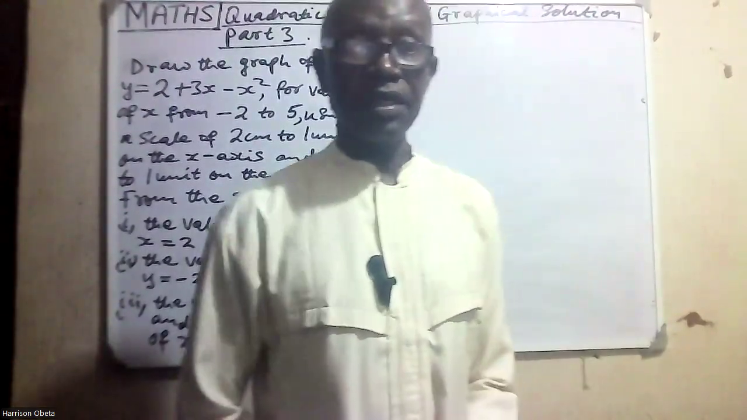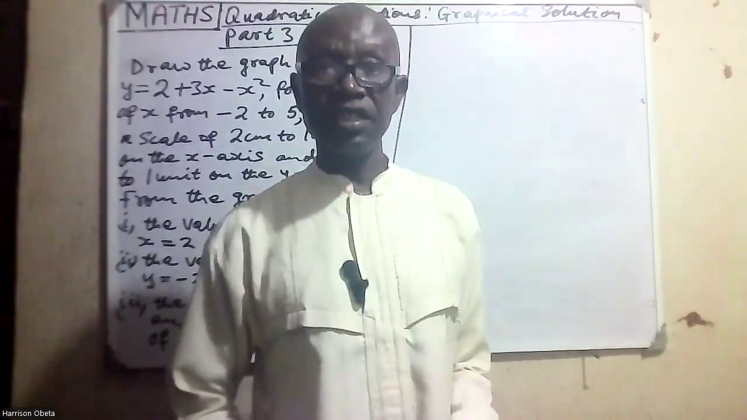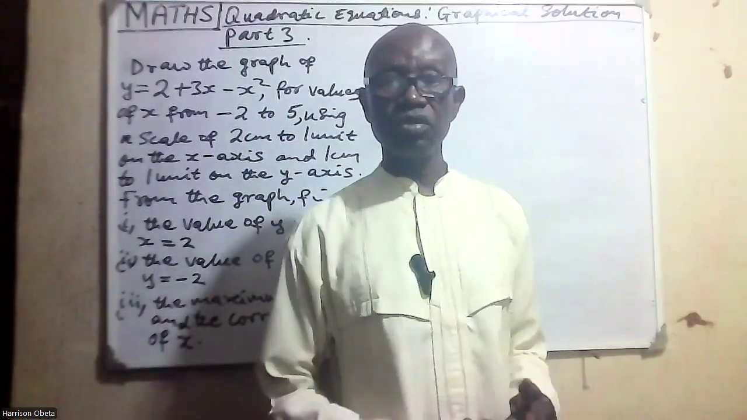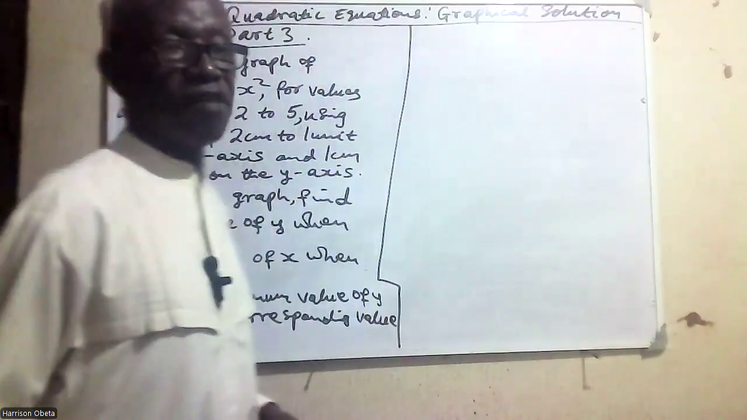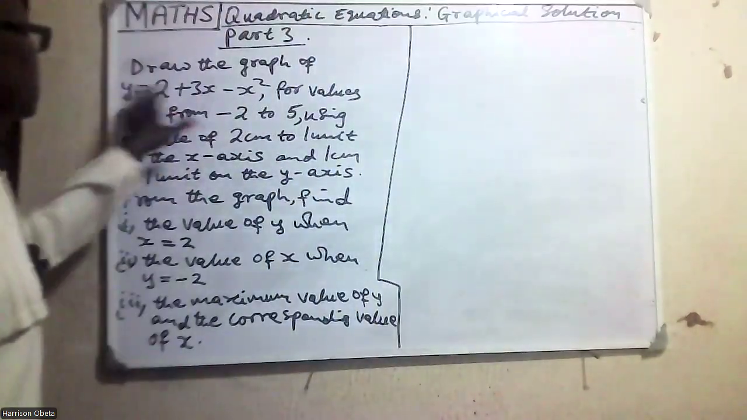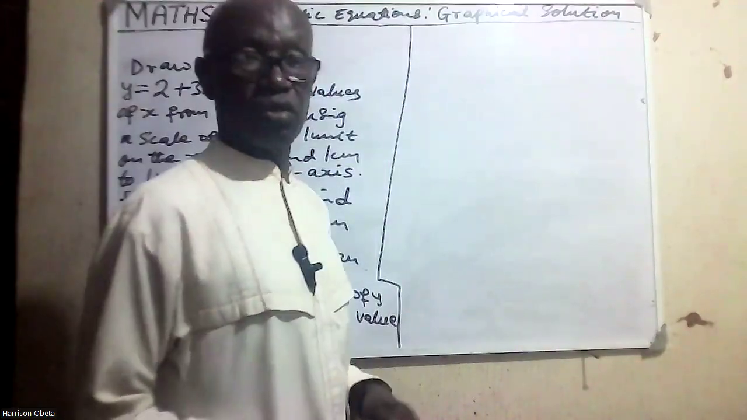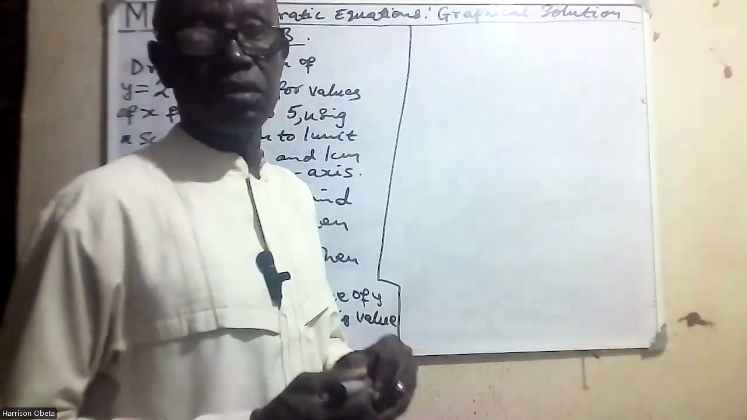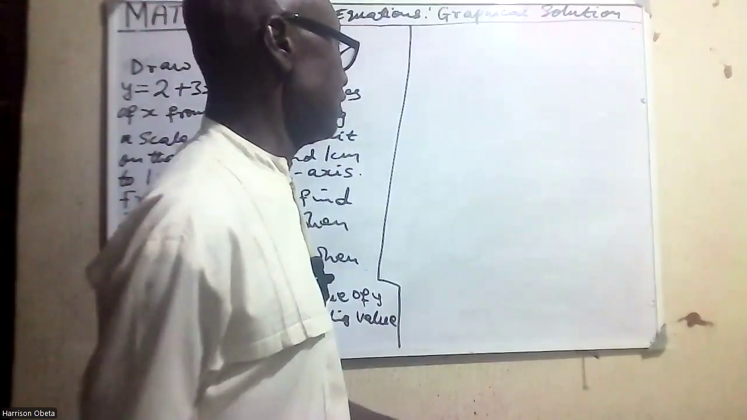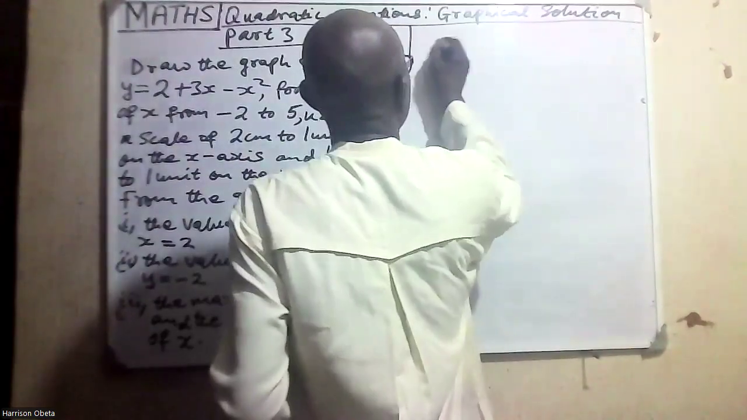Hello, welcome back. We are continuing with quadratic equations, graphical solution. We have a question on the board. We have to draw this graph, and the first thing we have to do is to draw the table of values first. So we start.